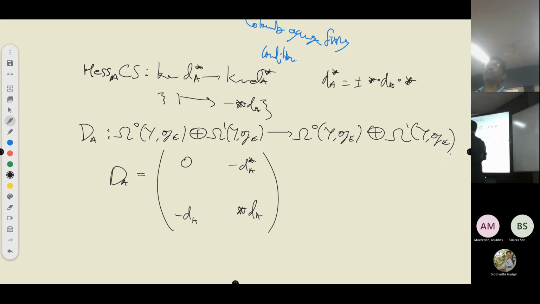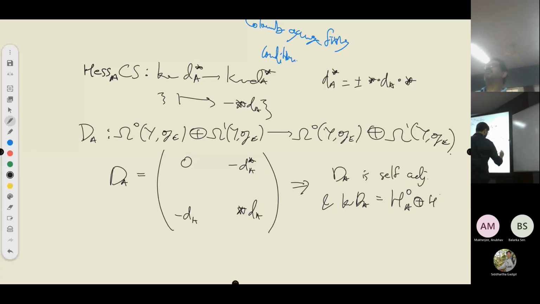Okay. So first of all, dA is self-adjoint. And kernel dA is equal to H0 of A direct sum H1 of A. So now our non-degeneracy condition is going to be dA is an isomorphism, and that takes into account both the irreducibility and our hypothesis all in one go.